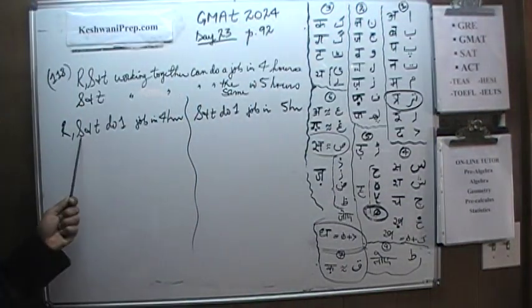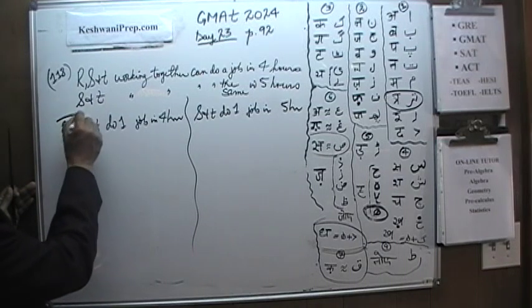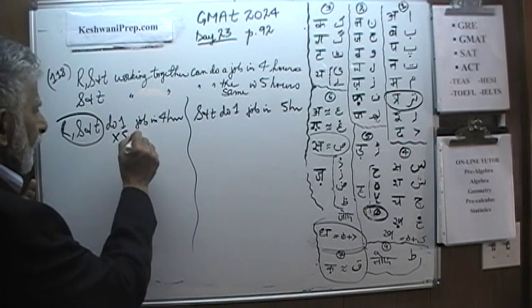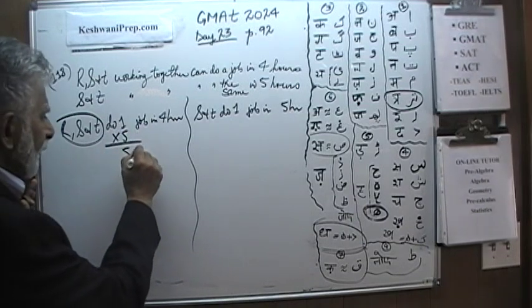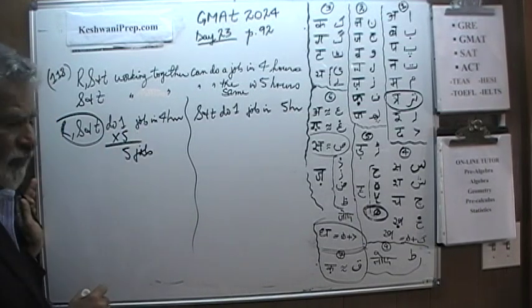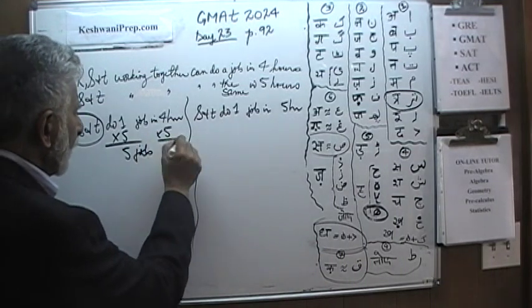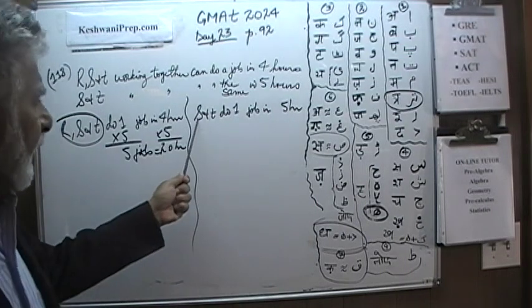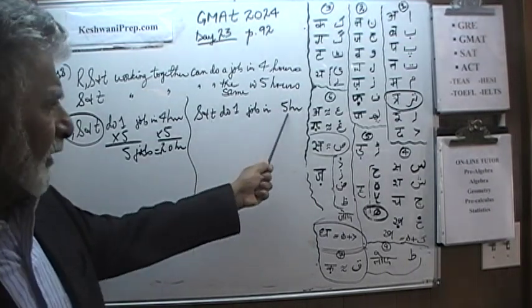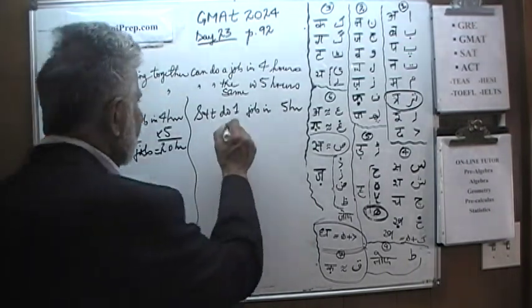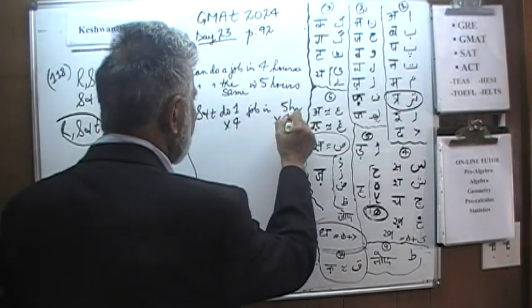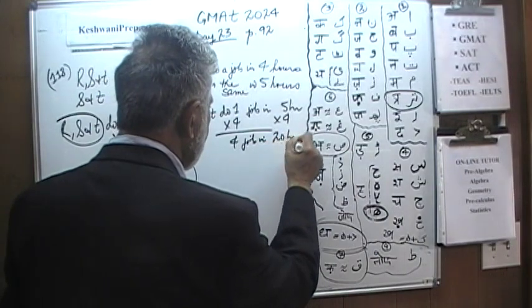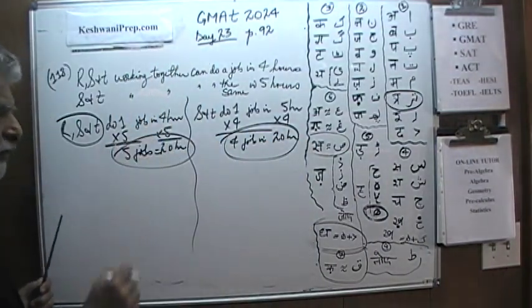So, if these three guys can do one job in 4 hours, it implies that if you were to ask them to do 5 jobs, they should be able to do it in 20 hours. Similarly, these two guys working together can do one job in 5 hours. If you were to give them 4 jobs, they should be able to do 4 jobs in 20 hours. There we go. There's our answer.